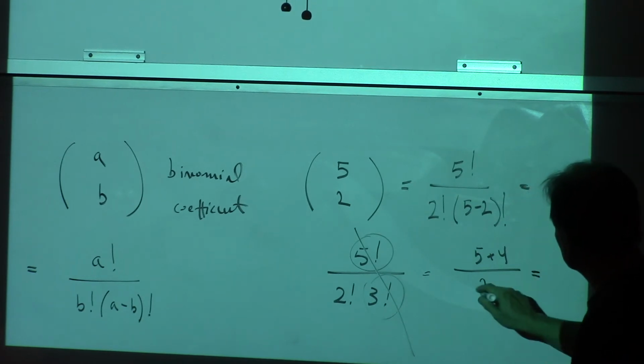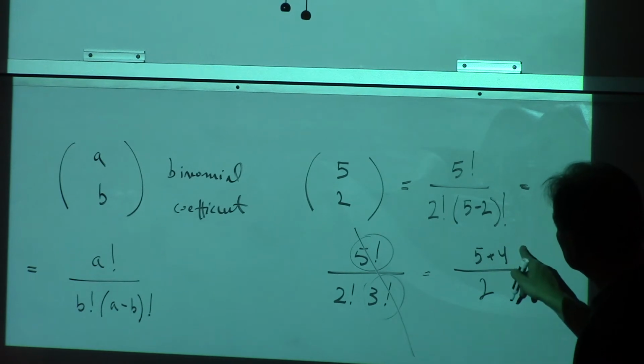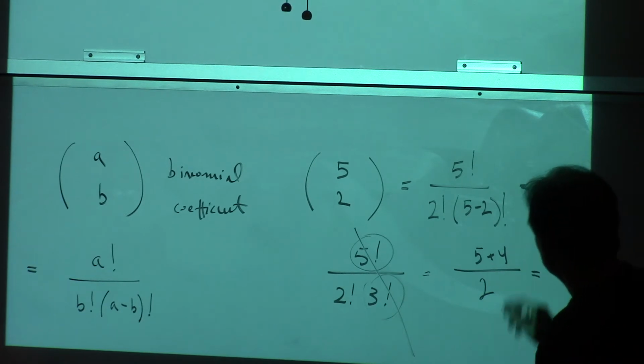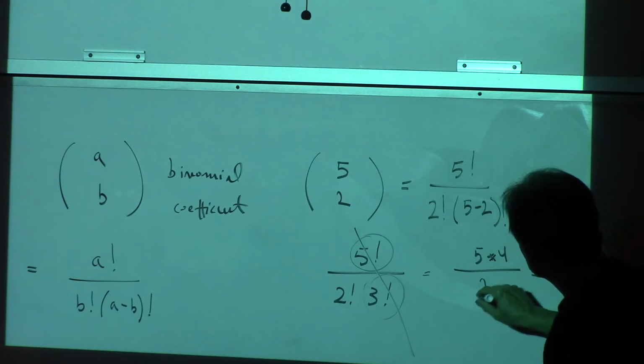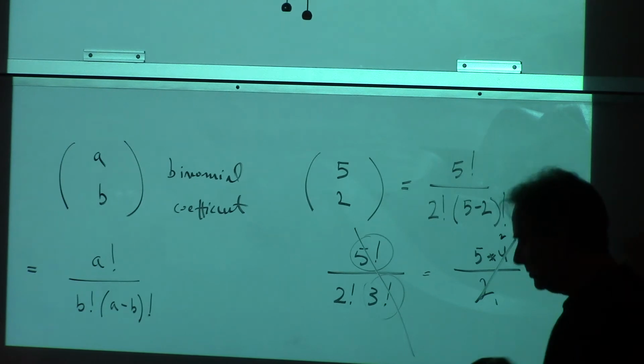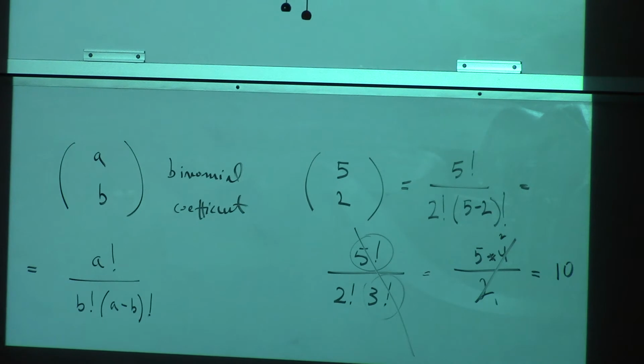So now you can look at this one here, and we have 5 times 4. Since it's times, we're going to say this is going to be 1, this is going to be 2. And so this is going to be equal to 10. So that's how you compute the binomial coefficient.